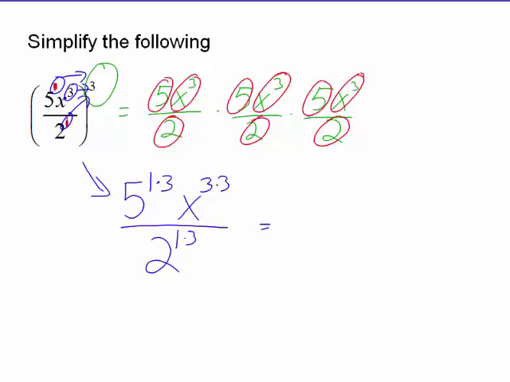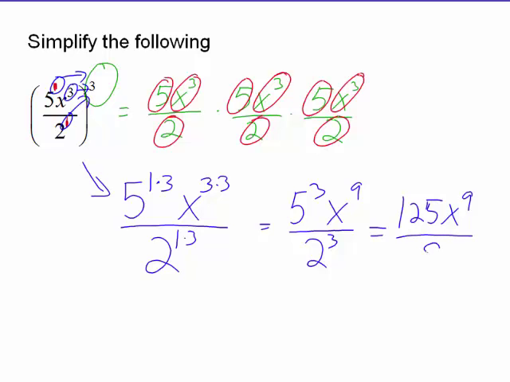So this becomes 5 to the 3rd, x to the 9th, and 2 to the 3rd. But that still simplifies to 125 x to the 9th over 8. And 125 and 8 don't simplify. You could divide them and actually write this if you like, although I don't see it often. Alright, now you can go ahead and practice.